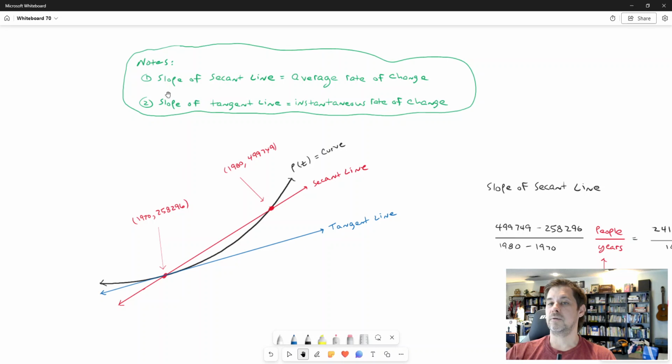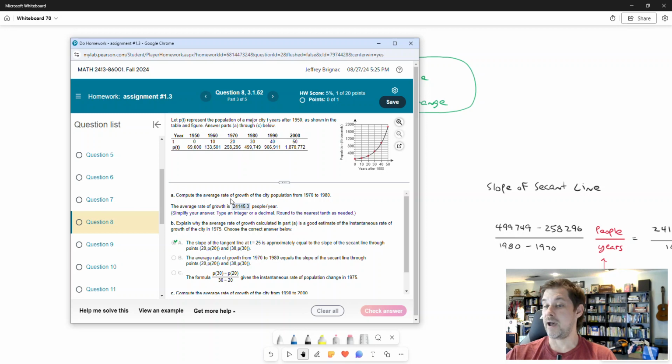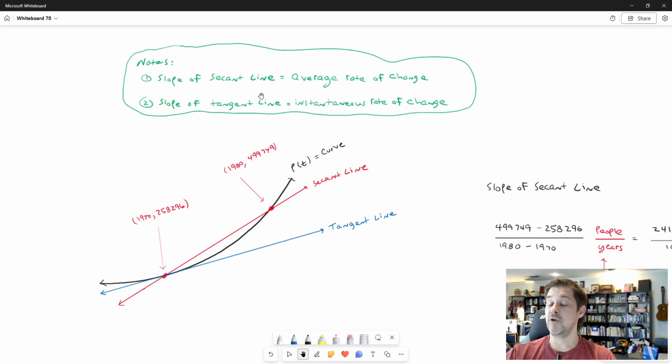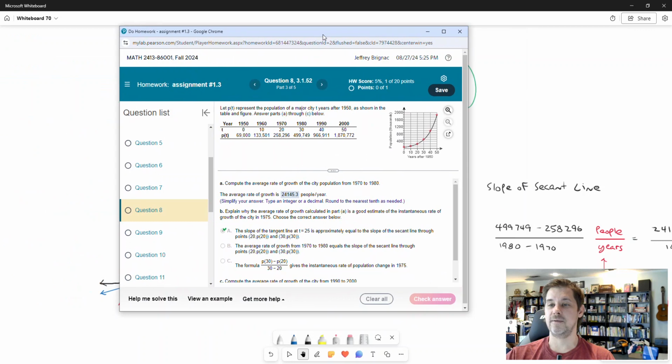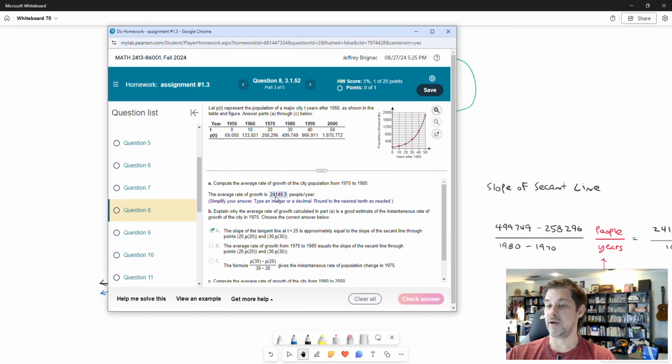Okay, so to use the terminology in the question for what is the average rate of growth or what is the instantaneous rate of growth, the slope of the secant line is the average rate of change, or in this case the average rate of growth, and the slope of the tangent line is the instantaneous rate of change, or in this question the instantaneous rate of growth. Okay, so now that gives me a way to calculate what I need, because in part A, if it says what's the average rate of growth, well, I know that that's the slope of the secant line between these points.